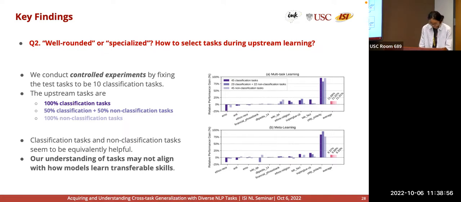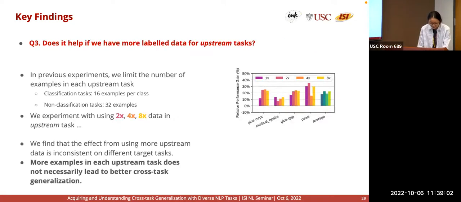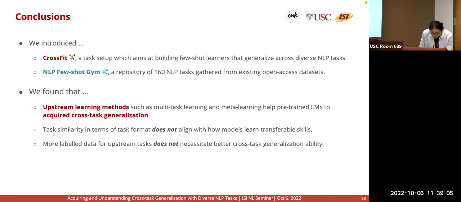I guess I'm a little bit slow, so I'm going to skip a few slides to make sure I have time to introduce some other work. For this work called CrossFit, we designed a task setup and built datasets and resources to test this capability. We find that upstream learning is in general helpful, but the task similarity that we commonly believe, like classification versus QA, does not quite align with how models learn. So this motivates our next project.